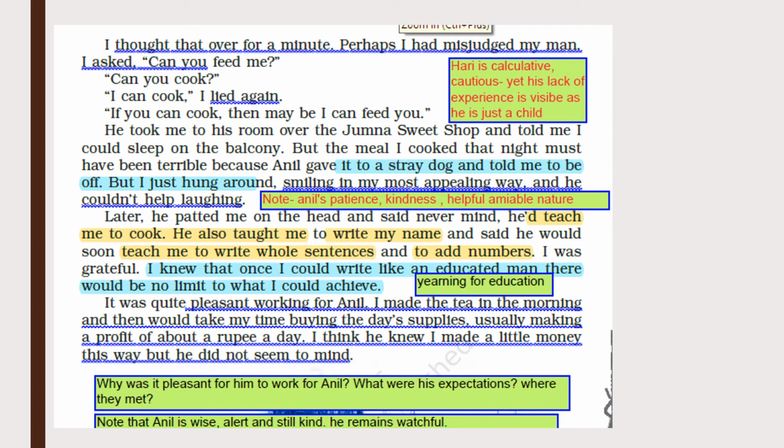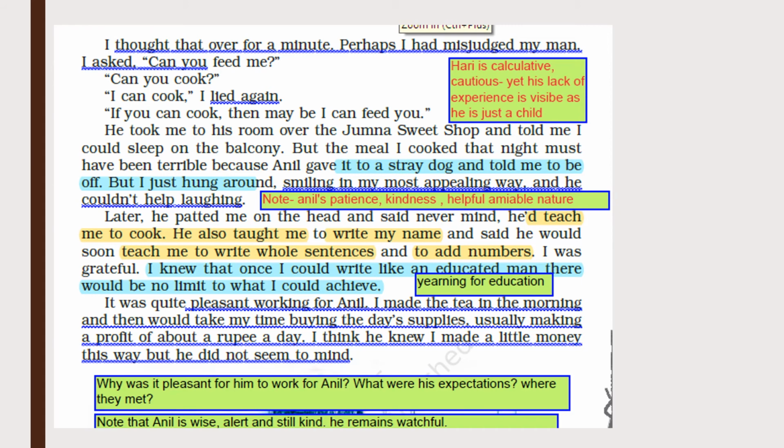It was quite pleasant working for Anil. Now he started working for Anil. Later he patted me on the head and said never mind, he would teach me to cook. Now look, first he brought him, he's not of any use to him, still he says he would teach him to cook, number 1. He also taught me to write my name, number 2, and said he would teach me soon to write sentences, number 3, and to add numbers, number 4. I was grateful. So all this was a benefit.